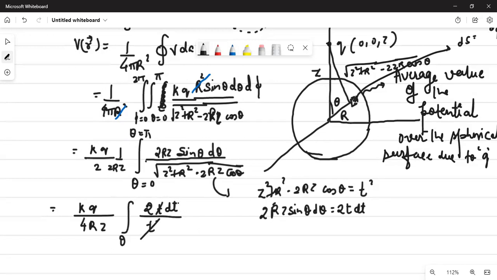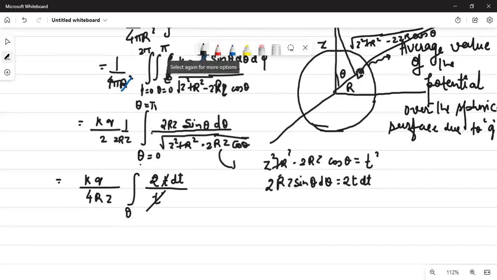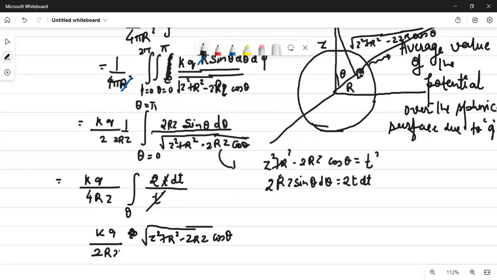Theta I'll write later, because this is in t. I don't want to write limits in t, that would be too difficult for me to do right now. So this 2t, I'll write simply 2 root over z square plus r square minus 2rz cos theta. So this 2 gets cancelled overall again. So this will be like kq upon 2rz, and this theta varies from 0 to pi.